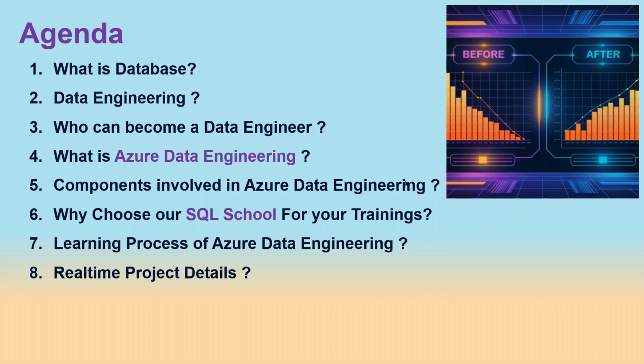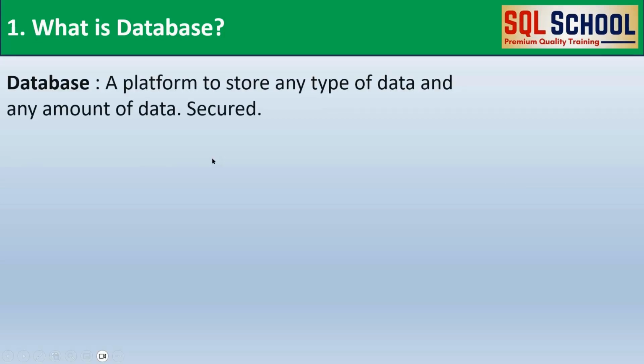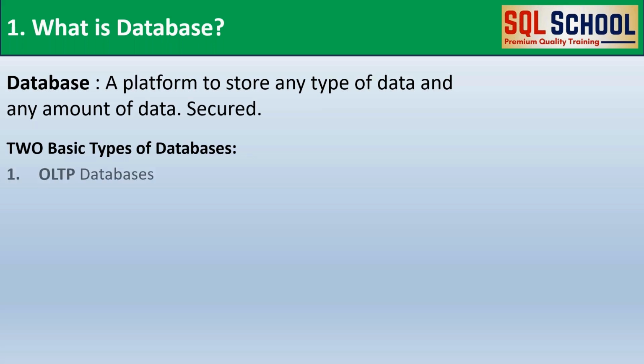First, what is a database? A platform to store any type of data and any amount of data, no exceptions at all, no restrictions. A database can happily welcome an unlimited amount of data. And there are two types of databases, at a basic level, to understand the data engineering activities. Number one, OLTP database. Number two, data warehouse database.